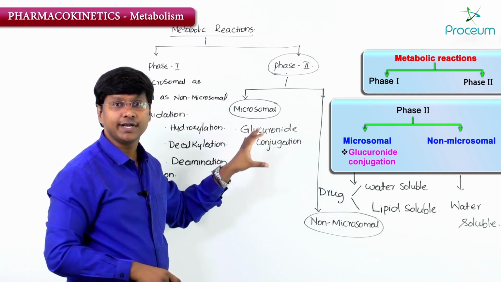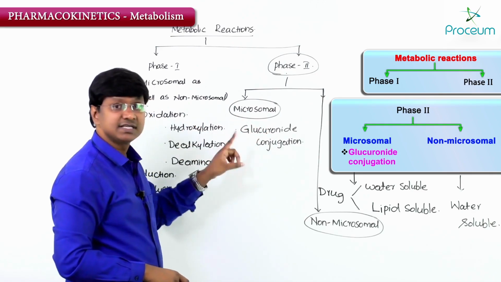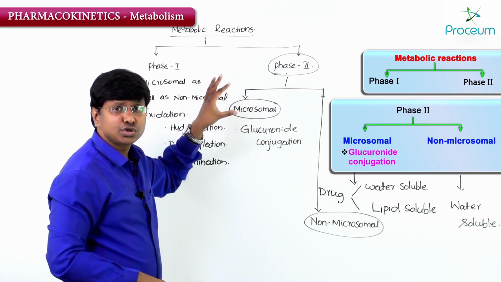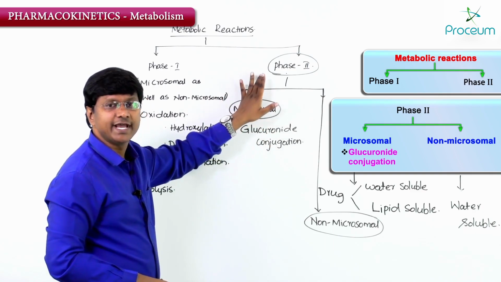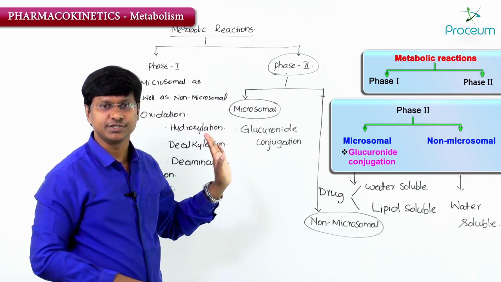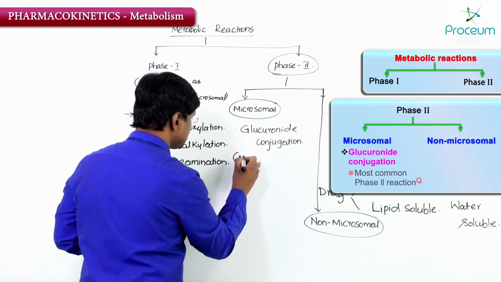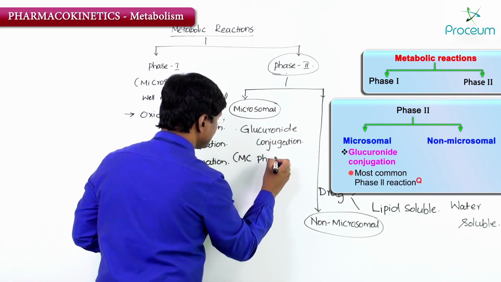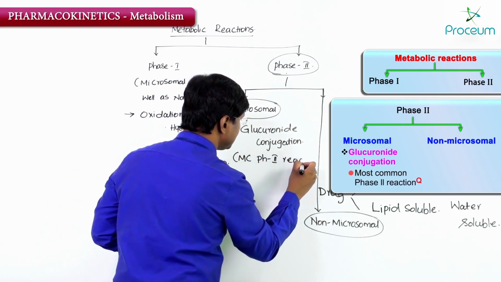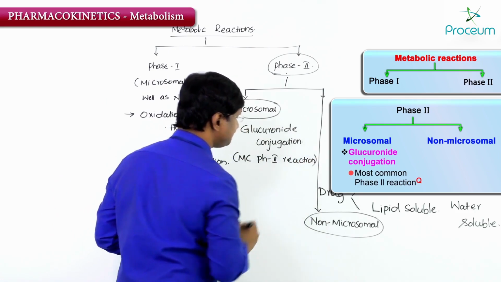Remember, this is a multiple choice question: the most common phase 2 reaction is glucuronide conjugation. So this is the most common phase 2 reaction, that is your glucuronide conjugation.